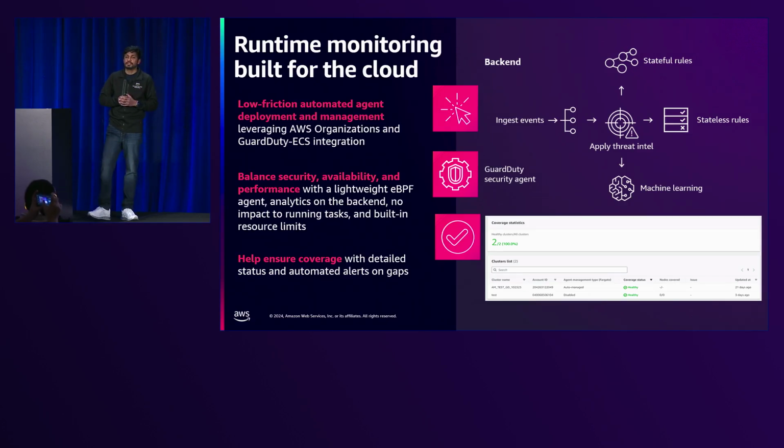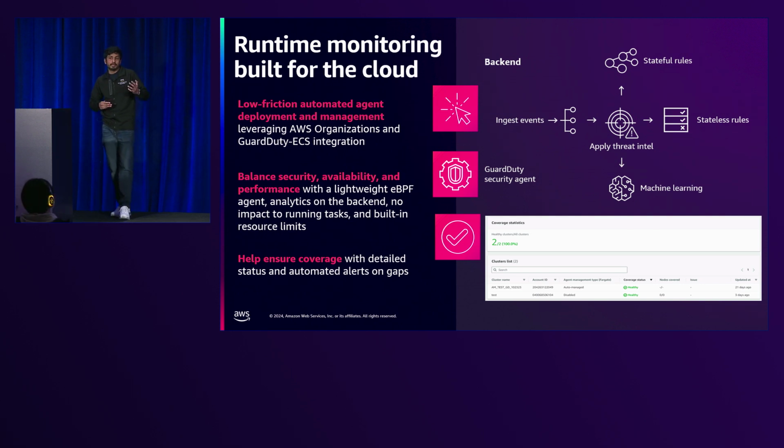For customers who are using AWS Organizations, I'm pretty sure that you have lots and lots of ECS clusters, and enabling GuardDuty on each cluster could be difficult. So you can simply enable GuardDuty ECS runtime monitoring on the organization level itself. When you enable it there, it will automatically enable for all the ECS clusters in that particular organization, which makes it just a one-click setup.